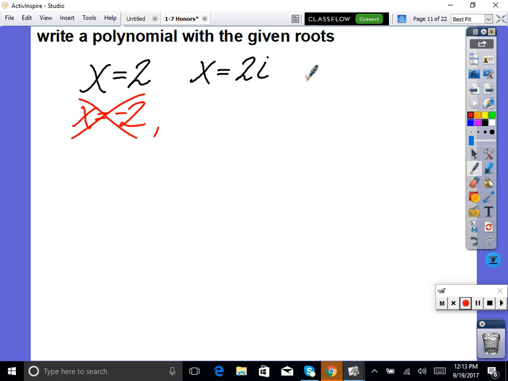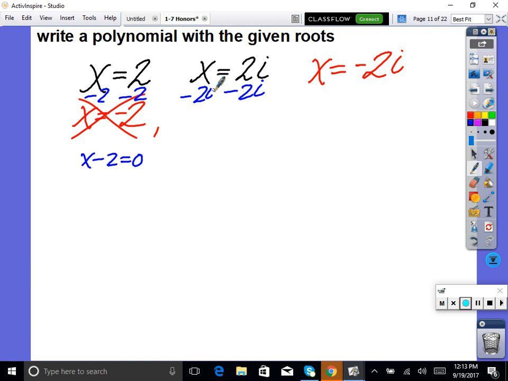Does that make sense? But if x equals 2i is a solution, what else is a solution? -2i. Now remember, this says, what's the polynomial? It should say in standard form. So let's work backwards. Shouldn't I be making this equal to 0? So we have x minus 2 equals 0. Let's make this equal 0. Minus 2i. So we have x minus 2i equals 0, and then we'll add 2i, right? We've done this. x plus 2i equals 0.